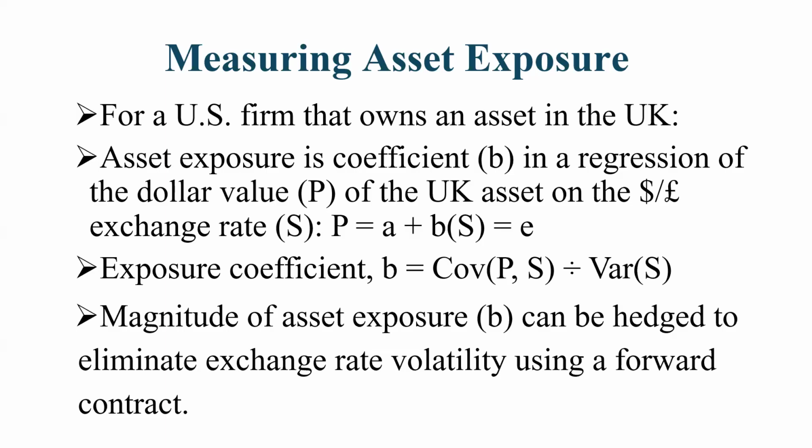Now, finally, let's also note that once we know the magnitude of the exposure B, once we're able to calculate B and we know what it is, a firm can hedge that exposure, that amount of exposure, using a forward contract. And by doing so, the firm can eliminate the risk or volatility of the asset value. All right.